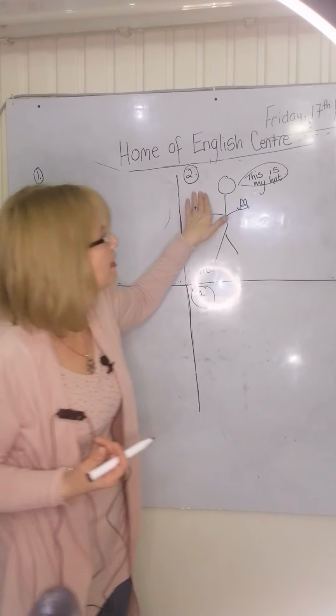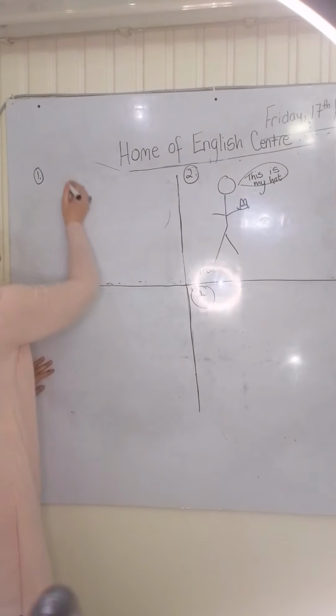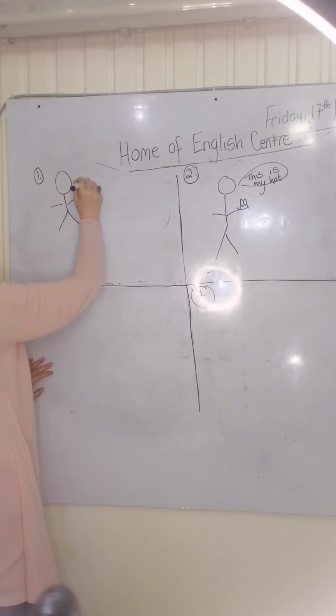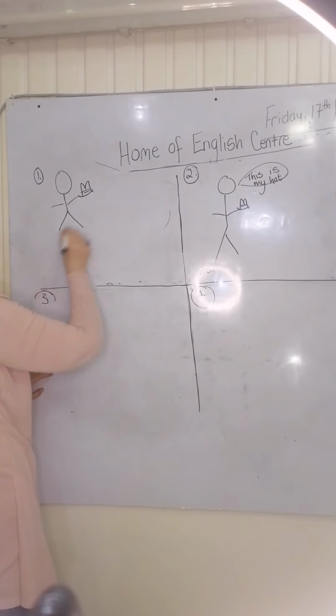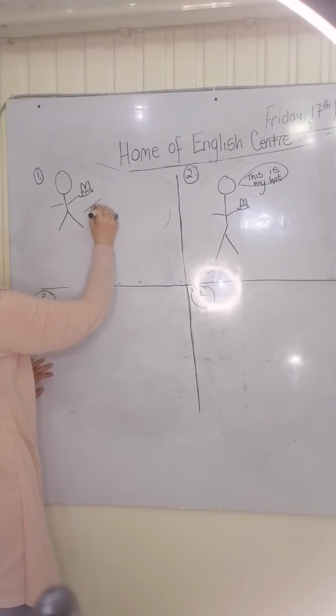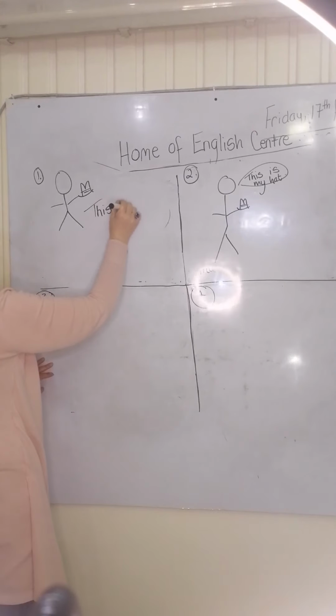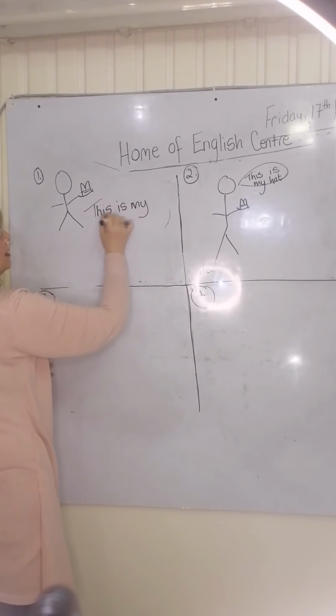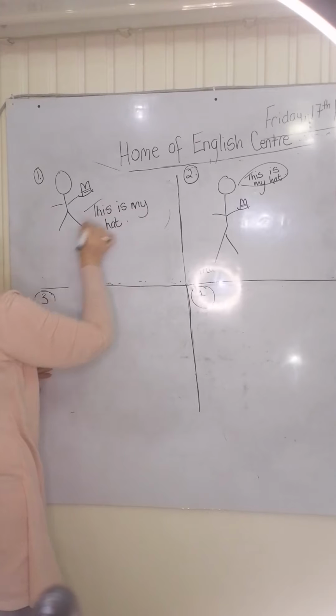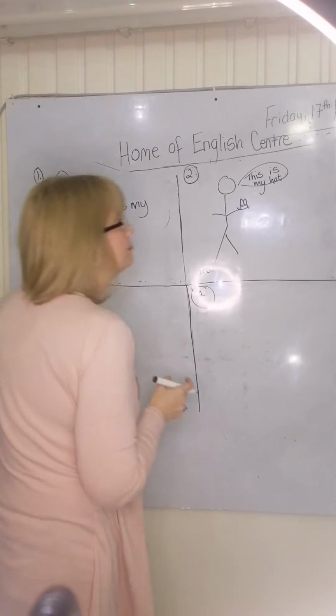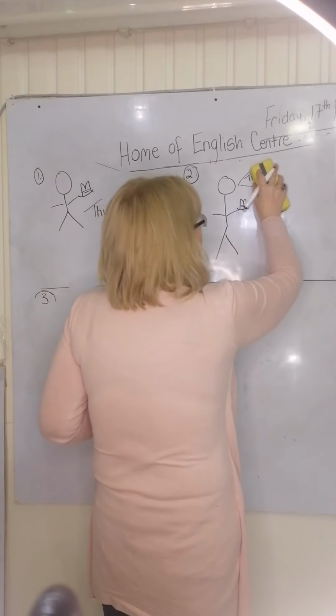Why did I put it there? Okay. So, apologies. There we are. And John is saying, this is my hat. Okay, fine. Okay.